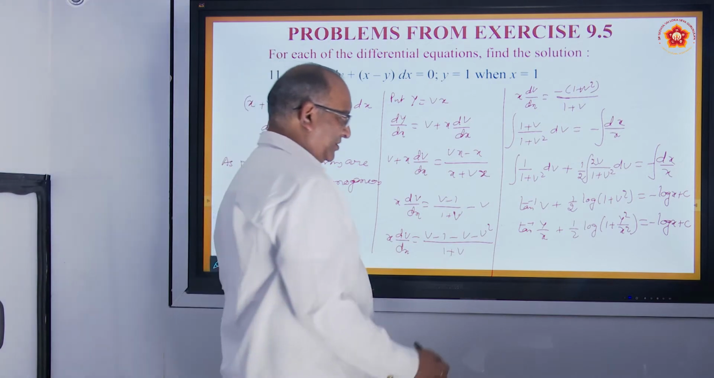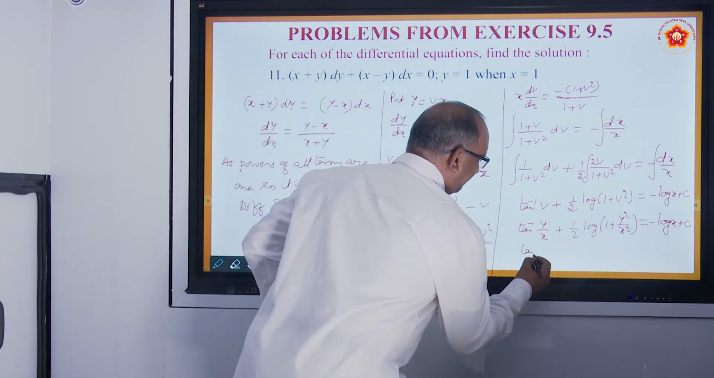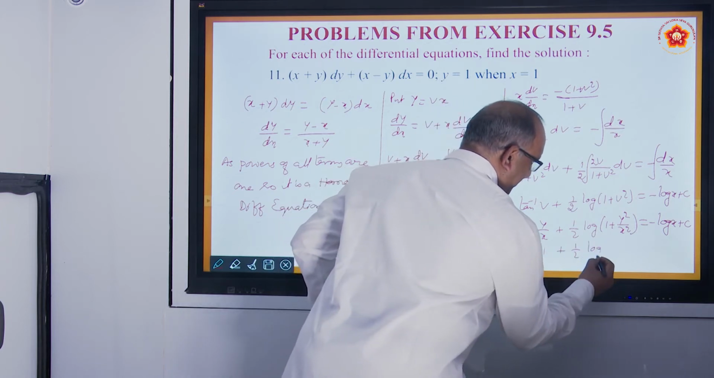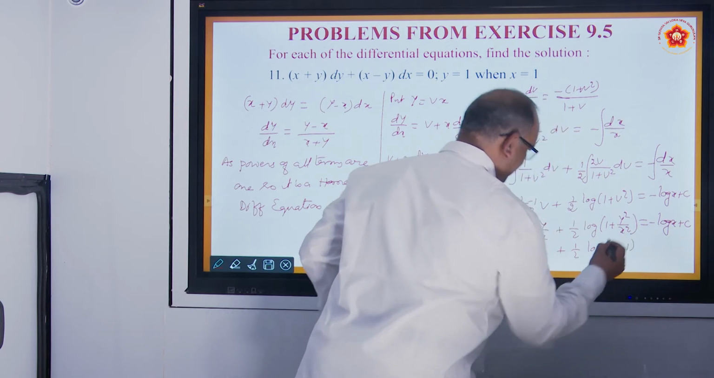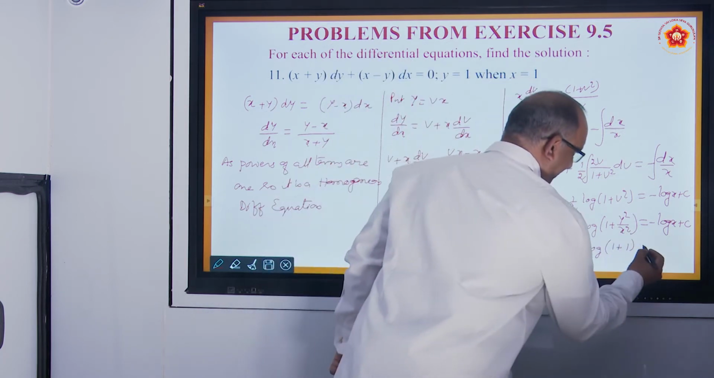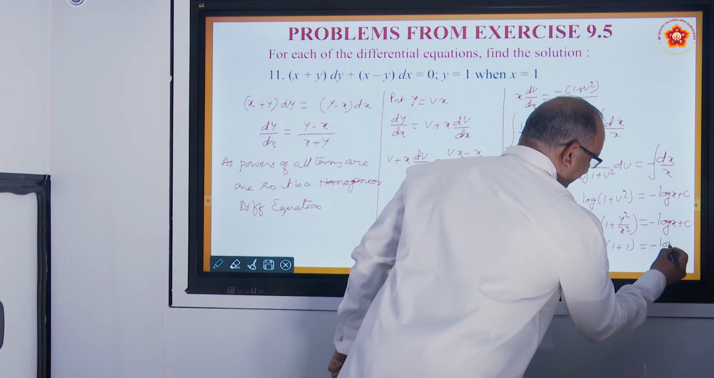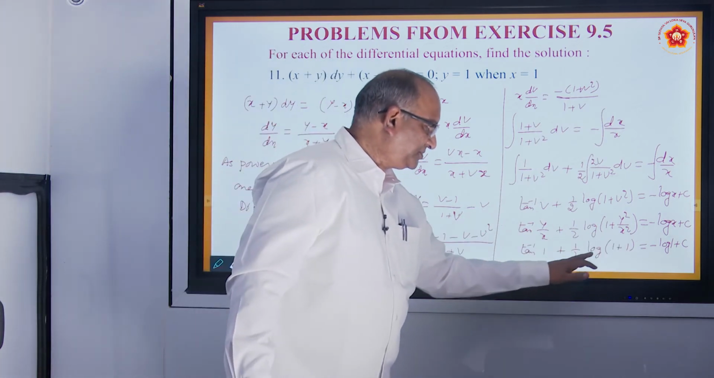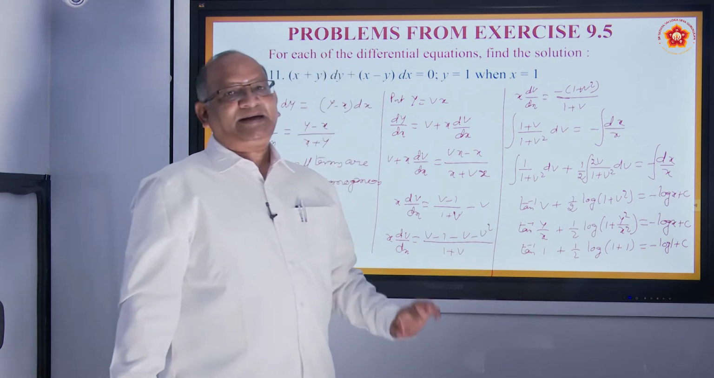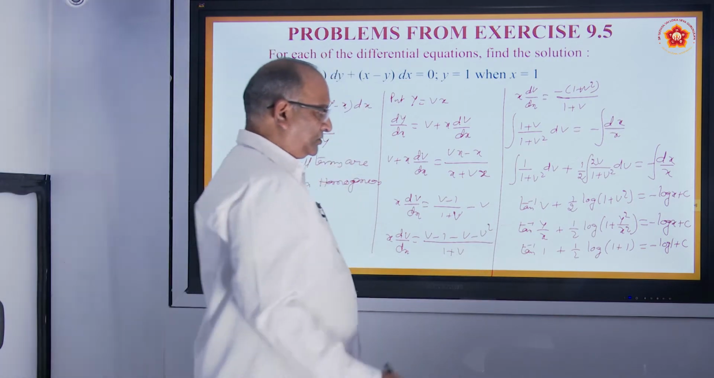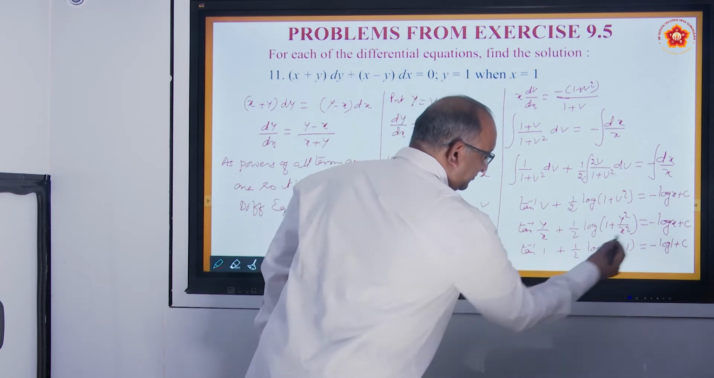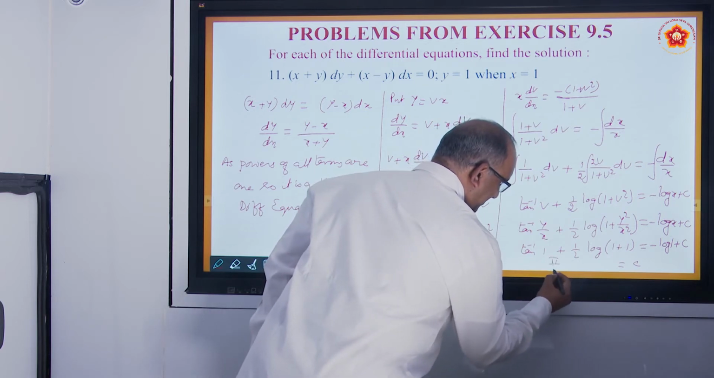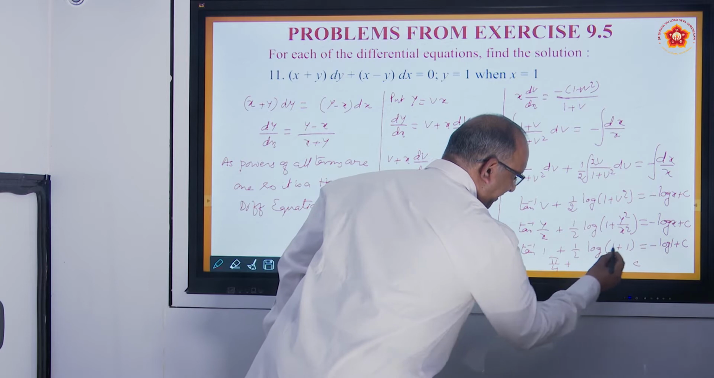Make this substitution. So, this will become tan inverse 1 plus 1 by 2 log 1 plus 1 equal to minus log 1 plus c. Log 1 is 0, so that part became 0. This is log 2, this is tan inverse 1. Tan inverse 1 is how much? Pi by 4. So, value of c will be, c is equal to pi by 4 plus 1 by 2 log 2.